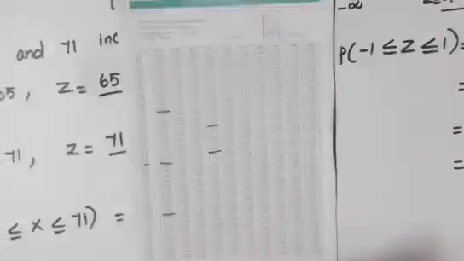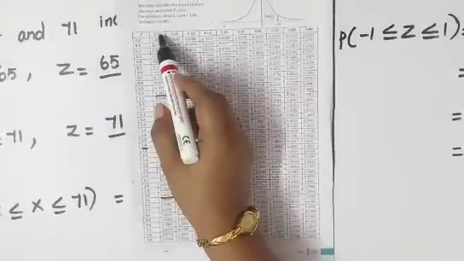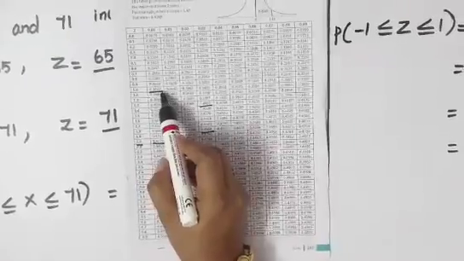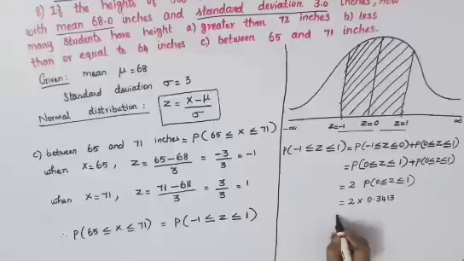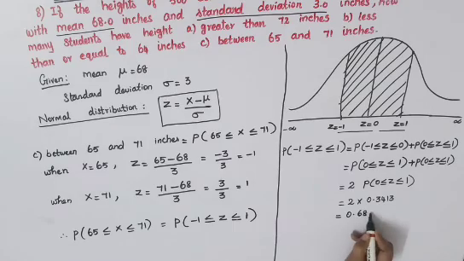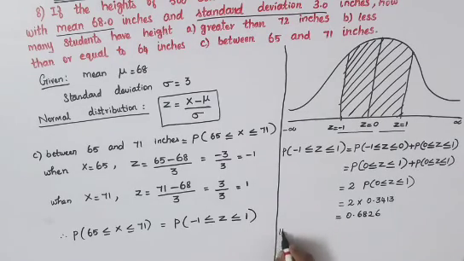Okay, so your table I've just kept it here. This table you'll have it in your page number 287 in your book. 1.0 straight to that 0, already I've marked it. So the same value 0.3413. So 0.3413 equal to 0.6826 you will get.